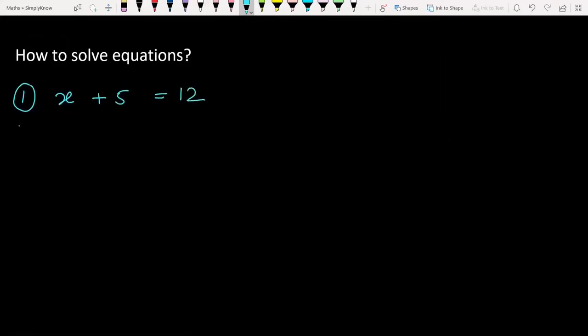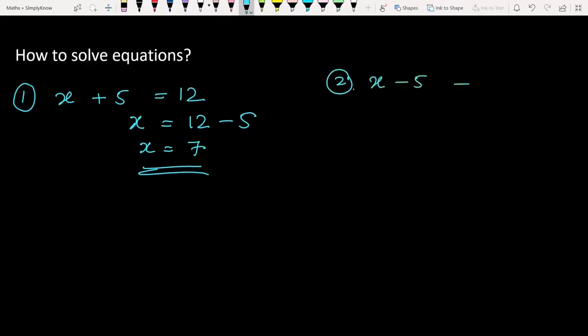Our first equation, x plus 5 equals 12. So when we transfer plus 5 to the other side, it will become x equals 12 minus 5. 12 minus 5 is 7. So our x is 7. Second equation. x minus 5 equals 12. Here, when we transfer minus 5 to the other side, it will become 12 plus 5. So x equals 12 plus 5, which is 17. x is 17 now.